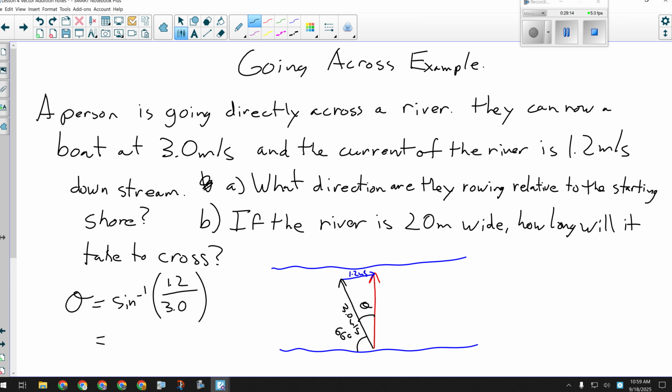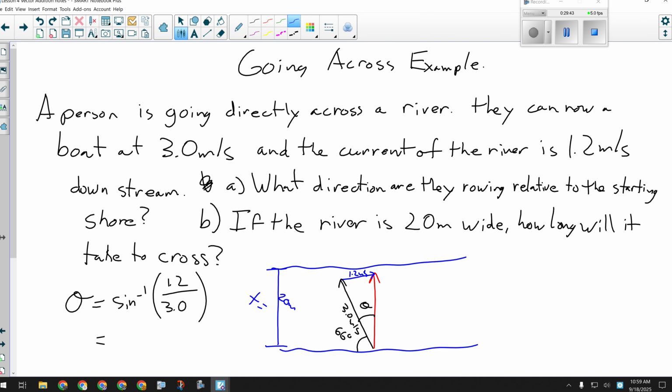66 degrees. Everybody all right with that? Jason's looking at me funny. Make sense? Okay. All right, so I've got the 66 degrees. Second part of the question: if the river's 20 meters wide, so I got another piece of information here, this distance here is 20 meters. How long will it take them to get across? I'm looking for a time that goes with this distance.